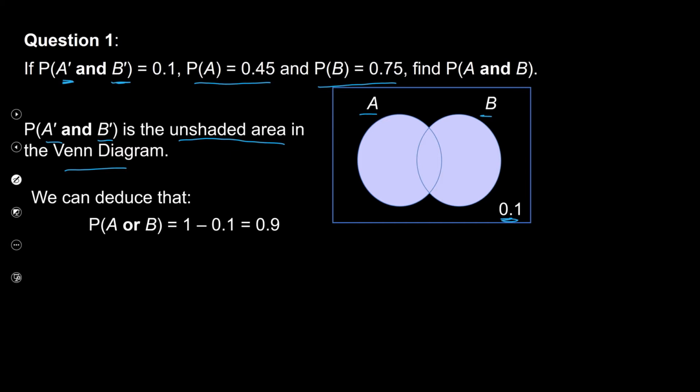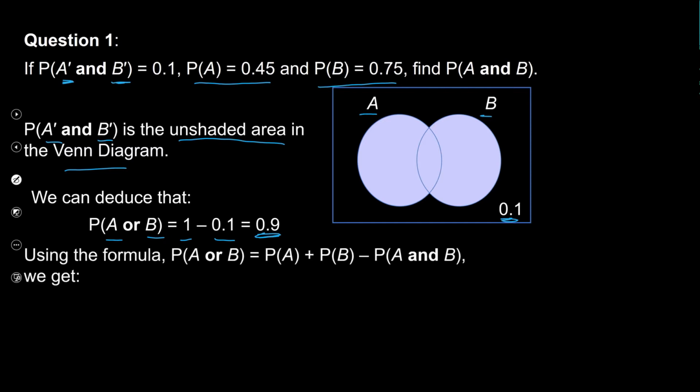Now we know that we can say the probability of A or B, are we all together? It's 1 minus 0.1. Are we together? Because everything in the sample space adds up to 1. If outside is 0.1, then inside is what? It's 0.9.